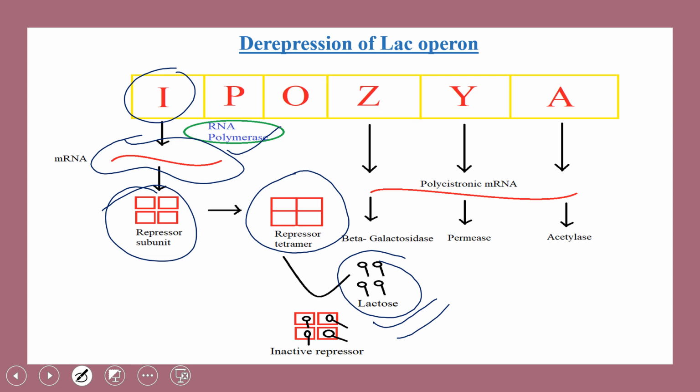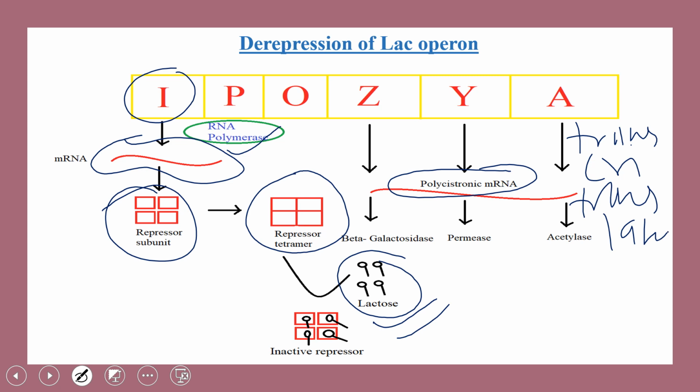So RNA polymerase enzyme is responsible for what? This is responsible for the transcription. So the transcription will transcribe the Z, Y and A, these are the structural genes, into the polycistronic mRNA, and this polycistronic mRNA will be translated to form the beta galactosidase, permease and the acetylase.